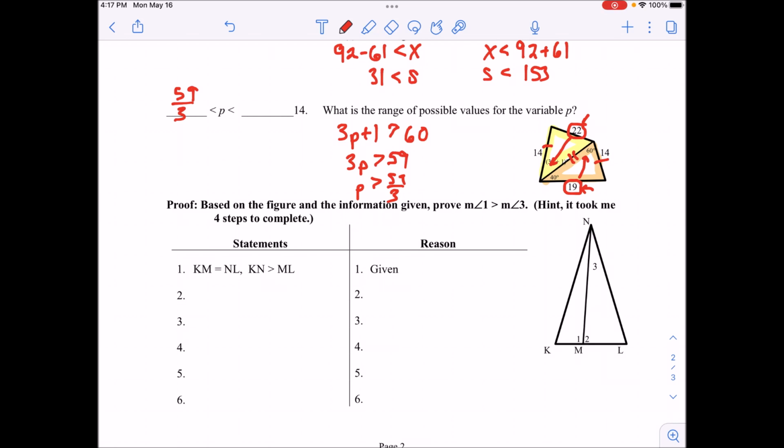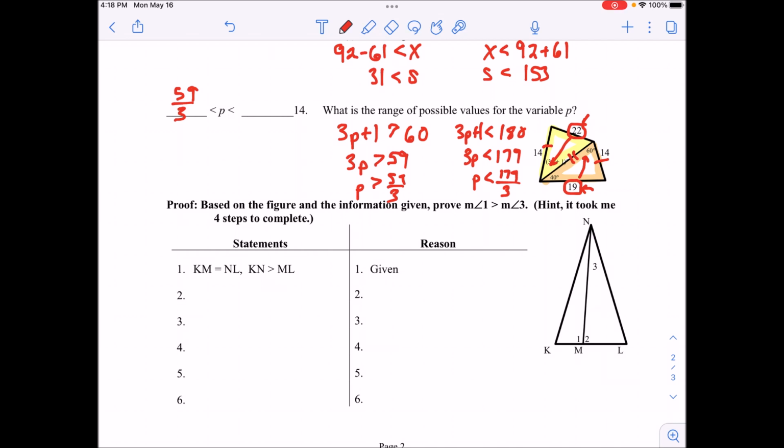For my other p value, I know once again that it has to be less than 180 degrees. So the 3p plus 1 has to be less than 180 degrees. If I subtract 1 from both sides, that gives me 3p is less than 179, which means p is less than 179 thirds.